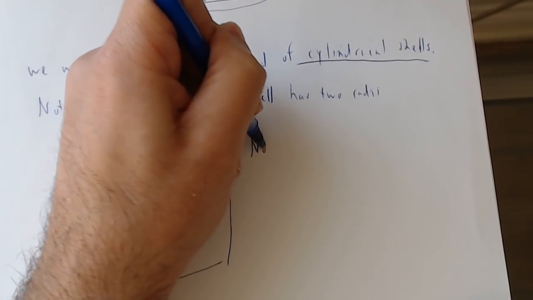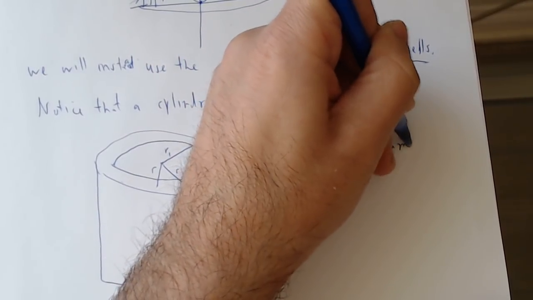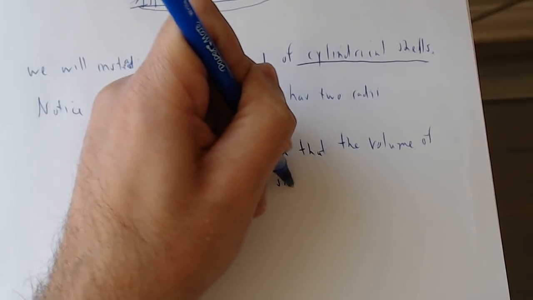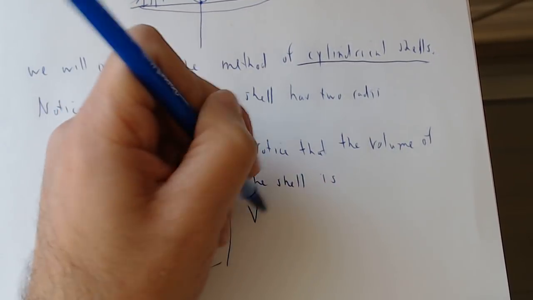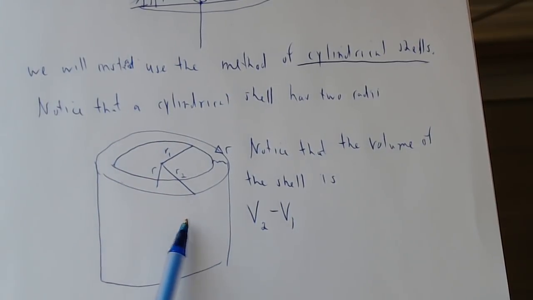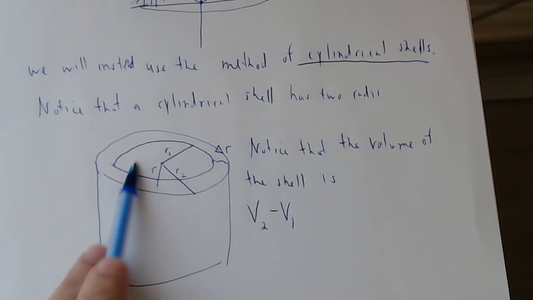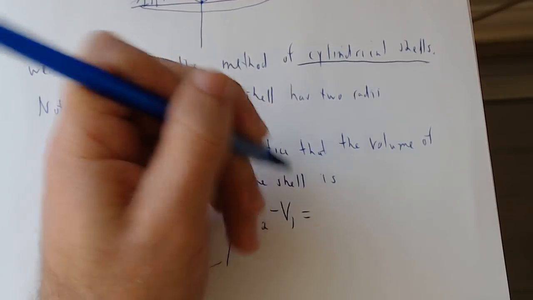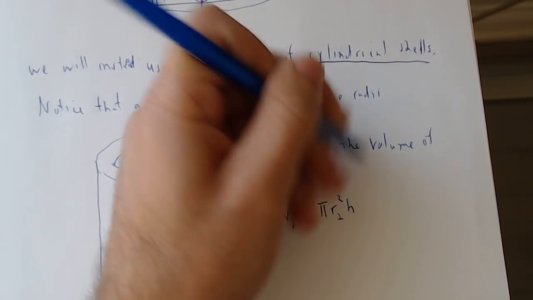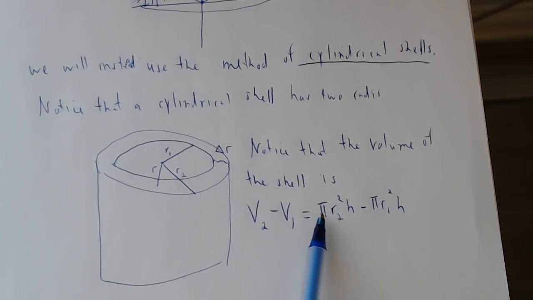So we could say, look, notice that the volume of the shell is V2 minus V1, which are going to be the cylinders, right? So V2 is the volume of the large cylinder, and V1 is the volume of the hollow cylinder. So if I take the difference, I just get what I'm left with. What is the volume? It's pi R2 squared h minus pi R1 squared h, right? So pi r squared h is the volume of a cylinder, so this would give me the volume of the shell, with the hollow part being taken away.